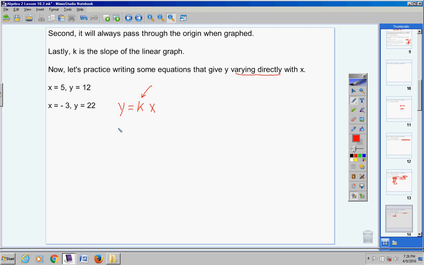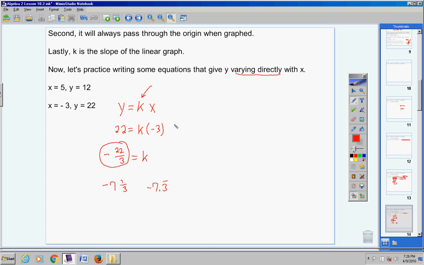So for the y, I'm going to substitute 22. For the x, I'm going to substitute negative 3. Now divide both sides by negative 3 and you will get negative 22 over 3. Or if you want, you can put negative 7 and 1/3, or negative 7.3 repeating. Any of those are fine. I'm going to use this one for no certain reason. I just feel like it, so that's what I'm going to use for k.